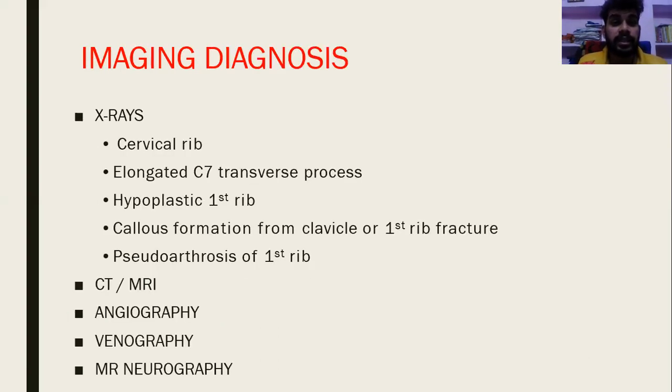Now we discuss imaging diagnosis. On the basis of imaging, we know all about the patient's situation. In X-ray, we know about bones, such as cervical rib, elongated C7 transverse process, hypoplastic first rib, callus formation from clavicle or first rib fracture, pseudoarthrosis of the first rib, and so more.